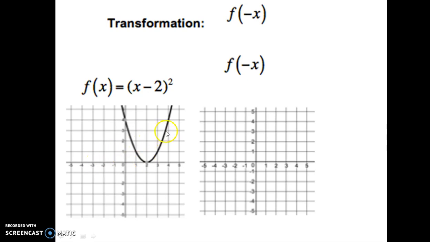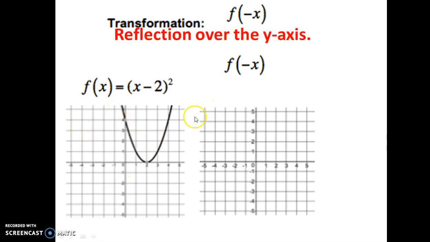So notice the x values are being sent over to that side. They're being flipped over the y-axis. So this is a reflection over the y-axis. Here's your original. Now we're going to make the x negative. So that x and that x are being replaced with the negative x. So this will become a negative x. So only this changed right here.